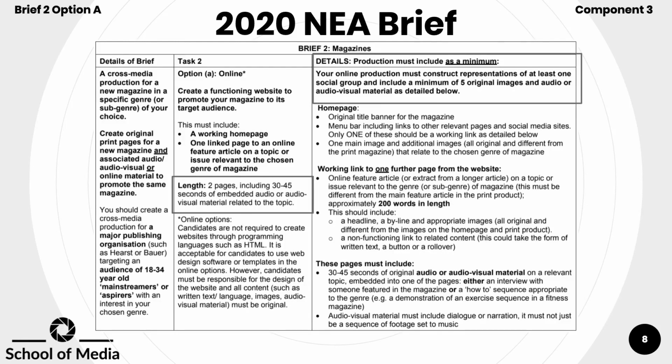Again, looking at the areas that could easily be overlooked here, make sure you keep that intended target audience in mind, and make sure that you produce exactly what is required, that you construct a representation and have at least 5 original images. At all times, keep that intended target audience in mind and make sure you complete each bullet point on the list to get yourself up the assessment criteria.